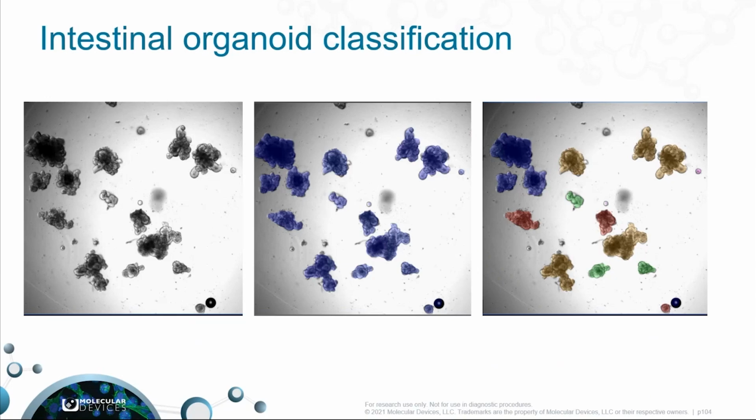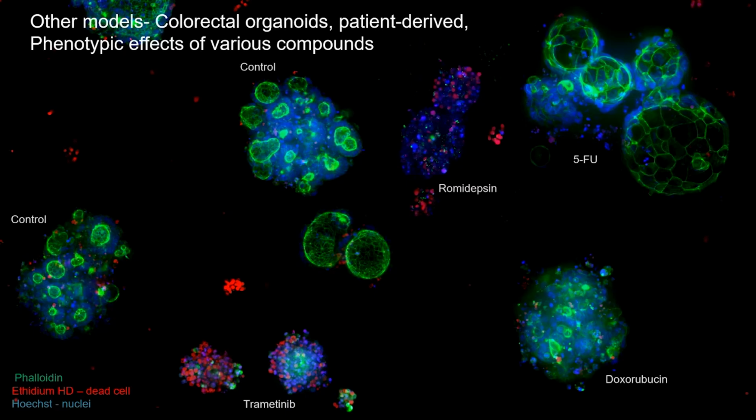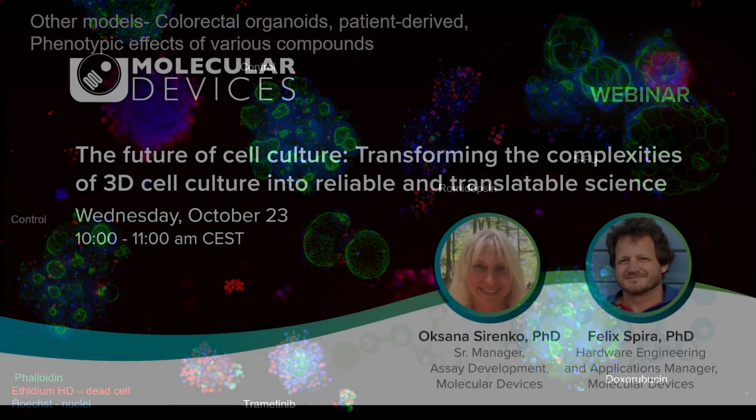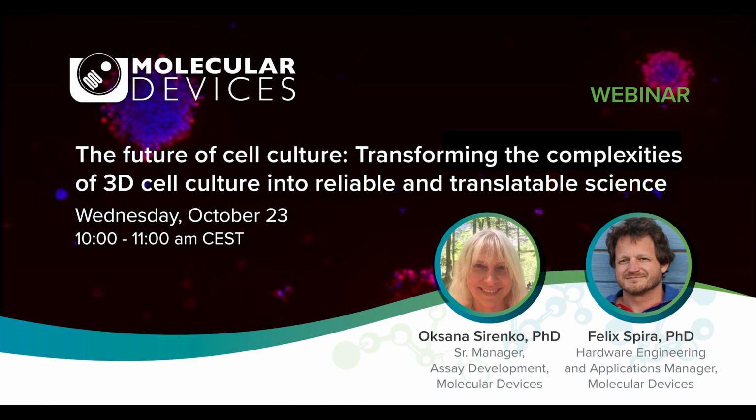machine learning-based analysis. So our next step of development is to use colorectal organoids and develop an automated process which would allow drug screening. So with this note, I will transfer the presentation to my colleague, Felix, who will tell you more about this new instrument.